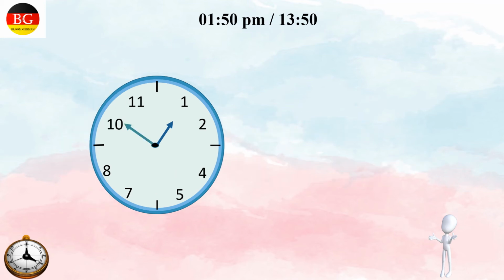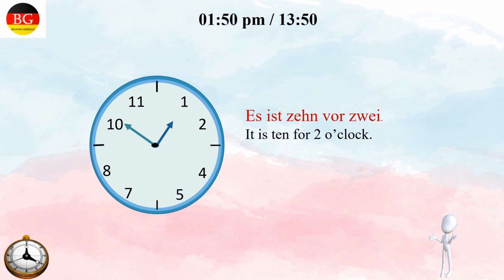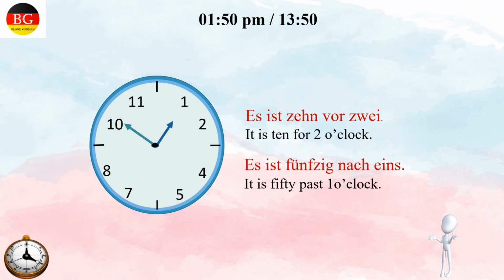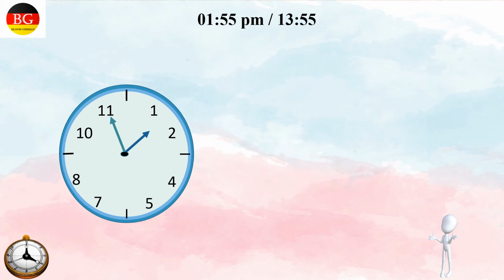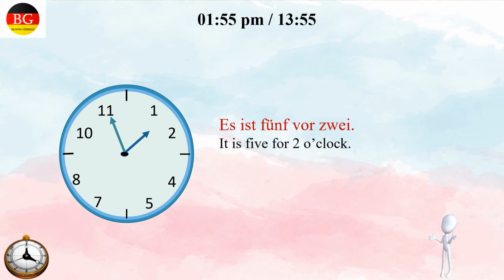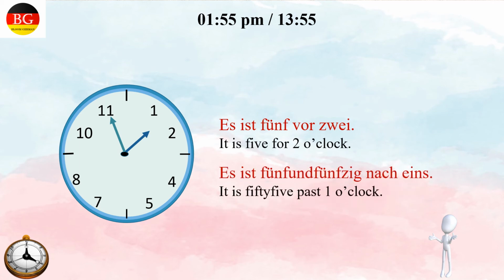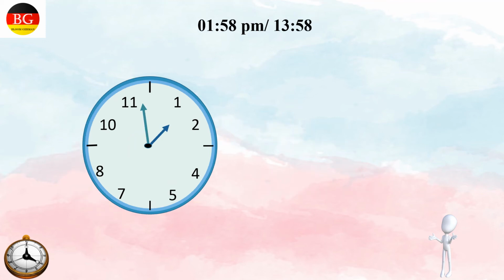Und wie spät ist es? Es ist 10 vor 2. It is 10 for 2 o'clock. Oder es ist 50 nach 1. 50 minutes after 1 o'clock. Oder wie spät ist es? Es ist 5 vor 2. It is 5 for 2 o'clock. Oder es ist 55 nach 1.